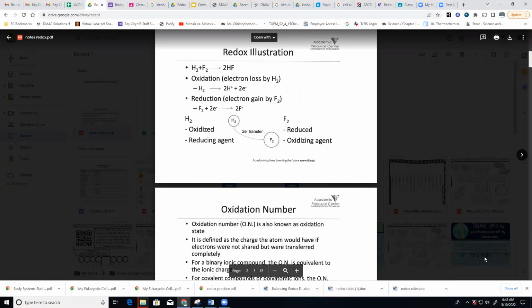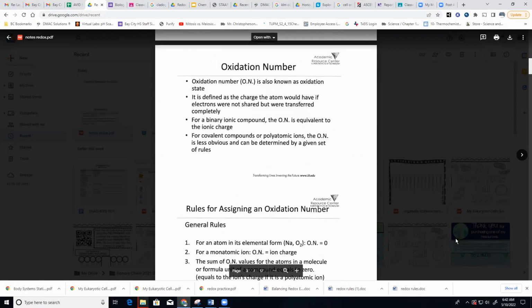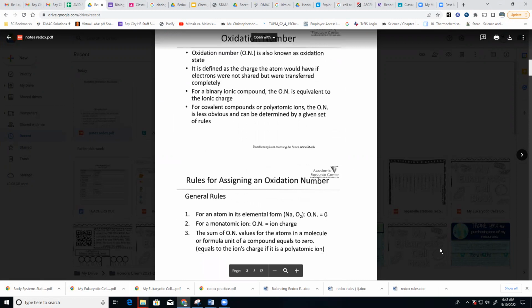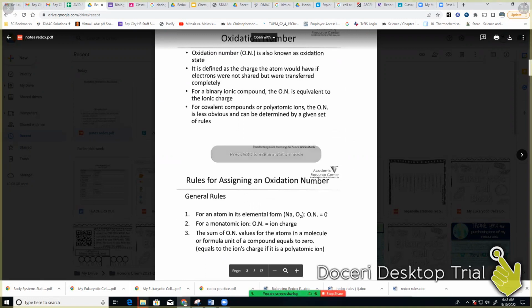Now, the first bit on these is assigning oxidation numbers, which should be familiar to you because that was one of the videos that you were supposed to watch. So like I said, I'm going to use ON, oxidation number, also known as oxidation state, a little bit different from the charge that we use on our ion sheet. So it's defined as the charge the atom would have if electrons were not shared but were actually transferred completely. So a little bit different definition than what we've been working with.